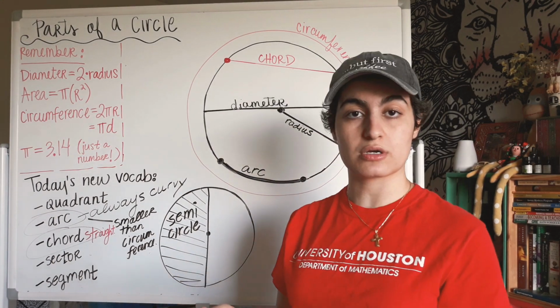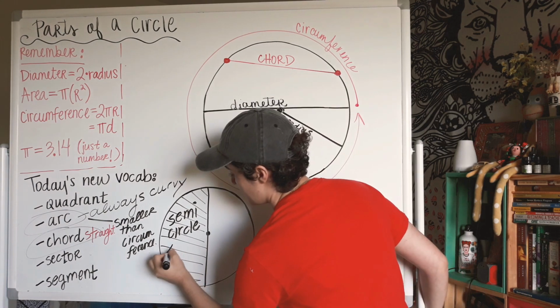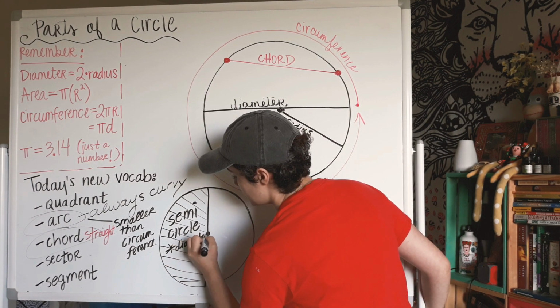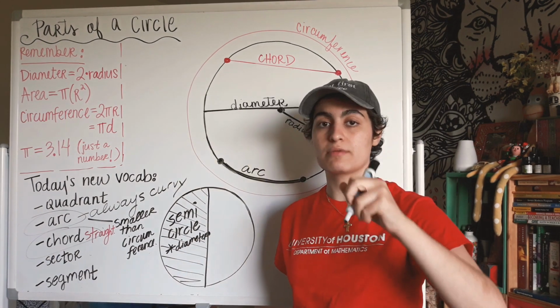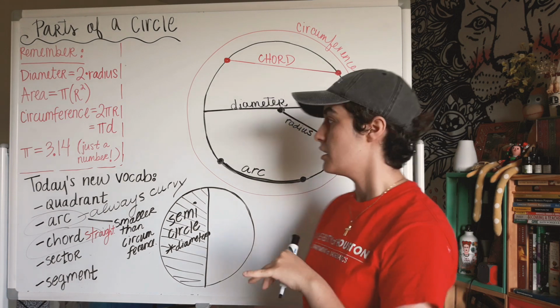You just cut the circle in half, and you have to use the diameter. Okay? You have to use the diameter when you want to make a semicircle. It will not work if you don't use the diameter.